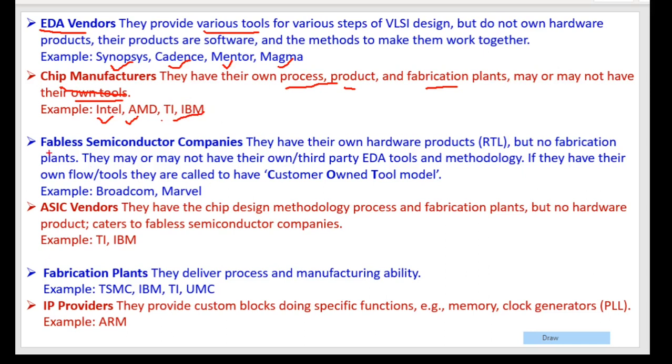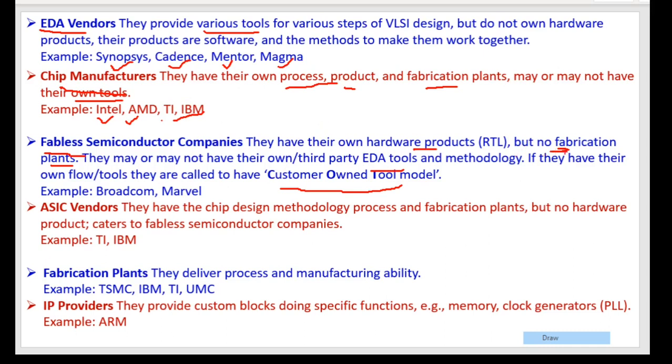Then there are some fabless semiconductor companies. So they have their own hardware products. Okay, they have their products, but no fabrication plants. They cannot fabricate because they don't own any fabrication plant. So what do they use? They may or may not have their own third-party EDA tools, and if they have their own flow tools, they are called to have a customer-owned tool model. Okay, so they may have or they may not have the EDA tools with them. In case they don't have, they will use the EDA tools provided by the EDA vendors, Synopsys, Cadence, Mentor Graphics, or so.